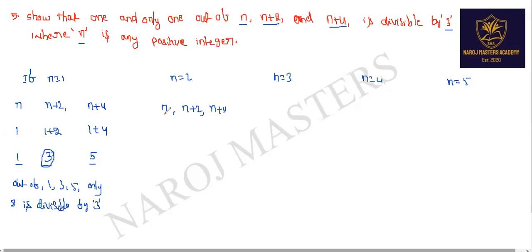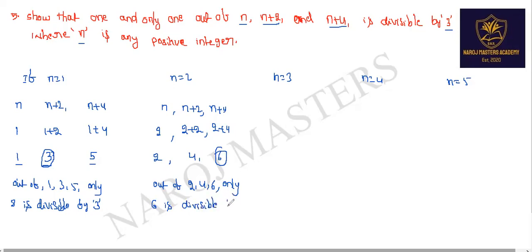If n is equal to 2, then 2, 2 + 2 and 2 + 4. This is 2, this is 4, and this is 6. Look here, out of these three numbers, 2, 4, 6, only 6 is divisible by 3.